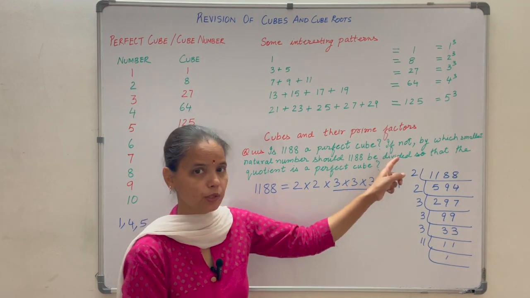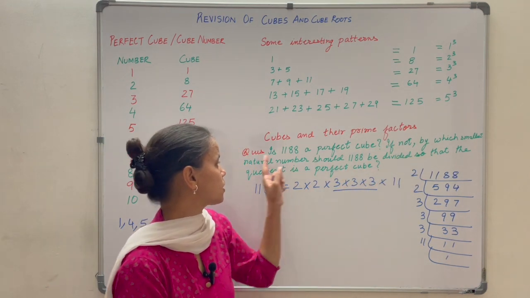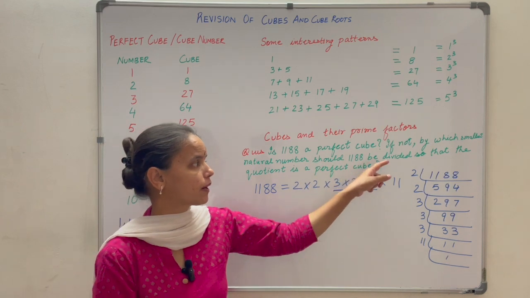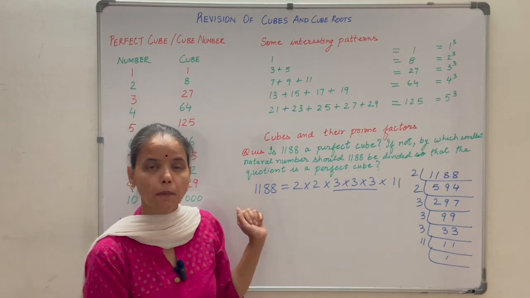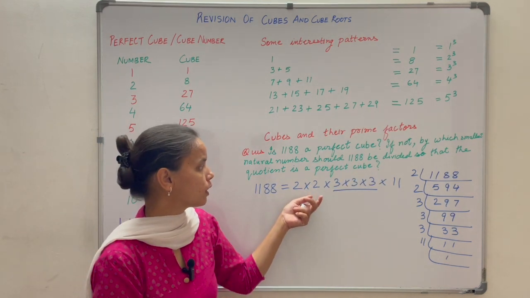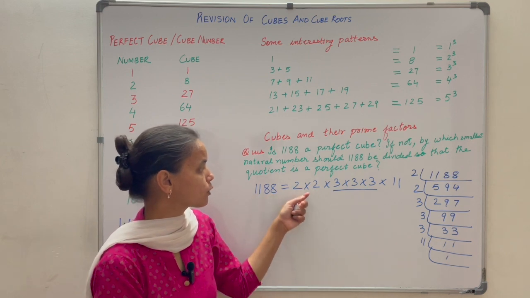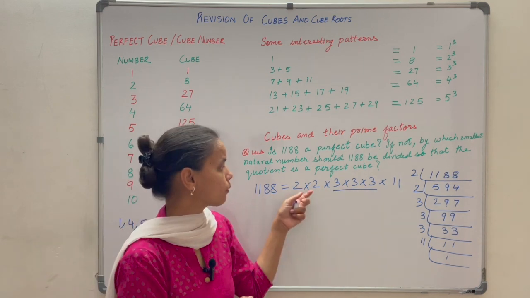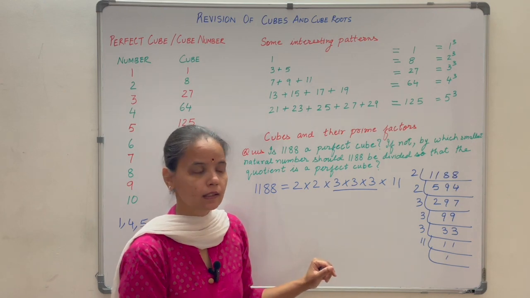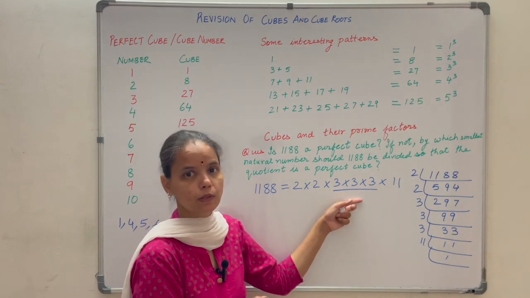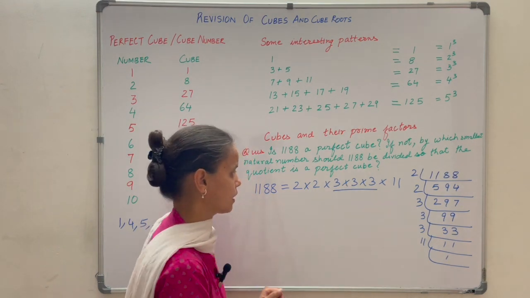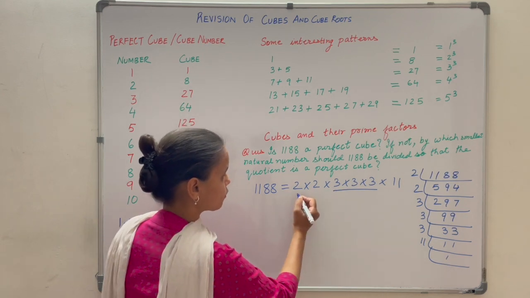So now the next question is, if not, by which smallest natural number should this be divided so that you get the quotient as a perfect cube? So if you divide both the sides by 2 into 2 into 11, from this side these will be eliminated, then you will get a perfect cube, that is a perfect cube of 3. So by which smallest number should you divide it?